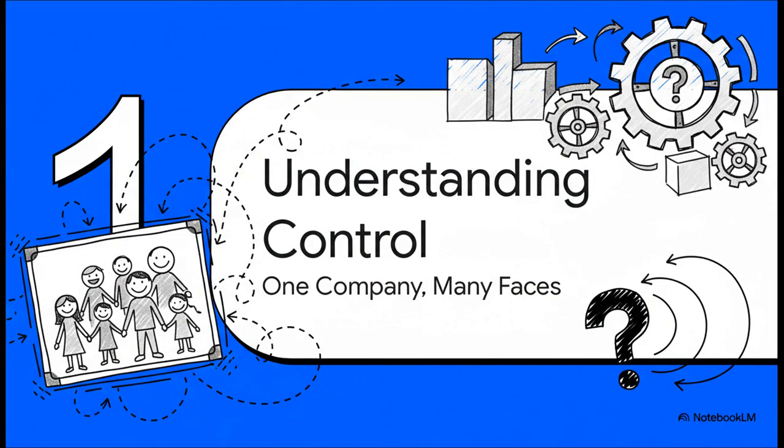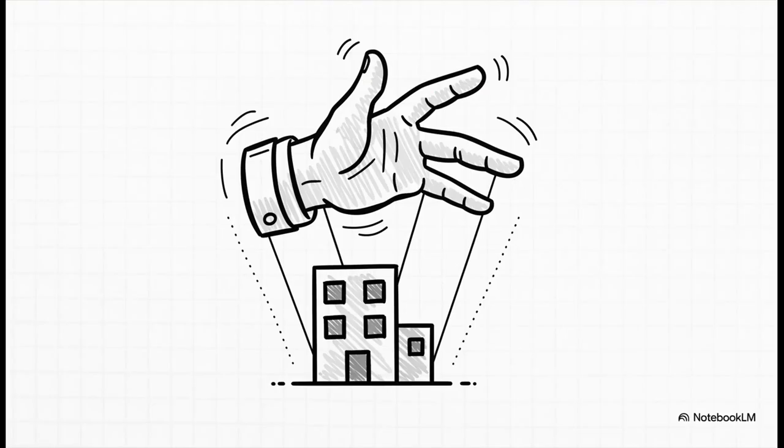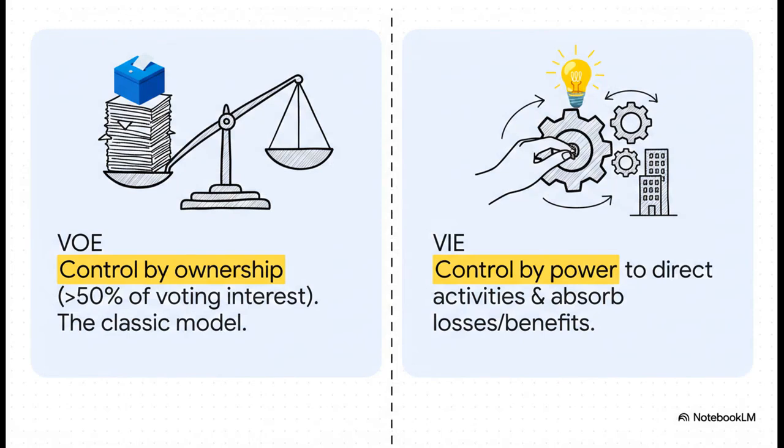So how do you decide who actually gets to be in this big family portrait? Well, it all boils down to one absolutely critical concept. The magic word is control. This is the trigger for everything in consolidation. When one company, which we call the parent, has a controlling financial interest in another company, the subsidiary, that's it. That's the moment the accounting rules step in and say, okay, you two have to file your report card together from now on.